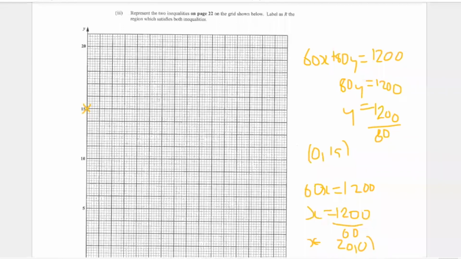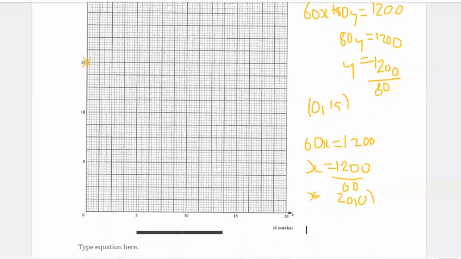So this would be our second coordinate. And remember, when you're plotting graphs, especially straight lines, all you need are just 2 points on your graph. So when x is 20, y is 0. So we can now join these two points.